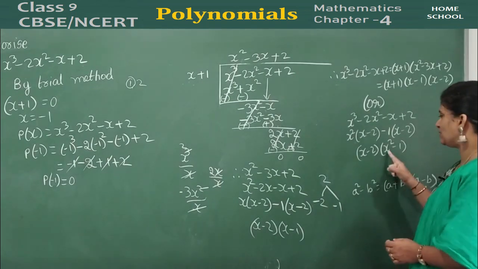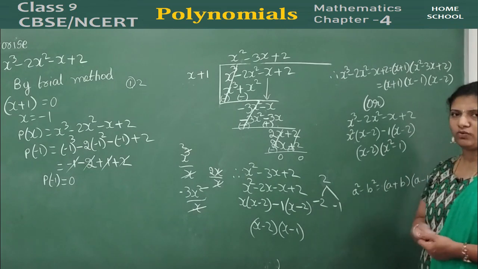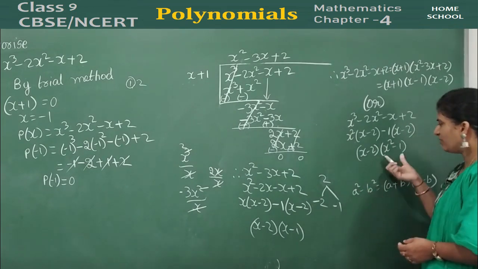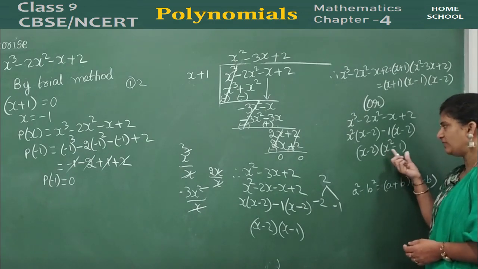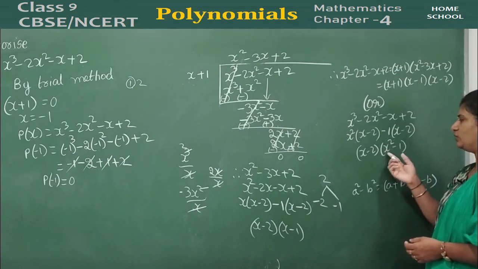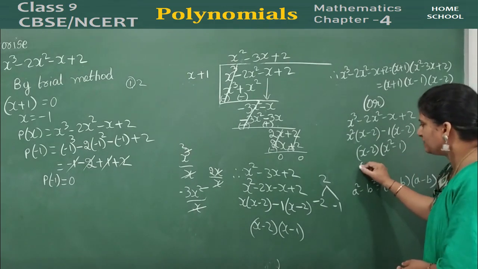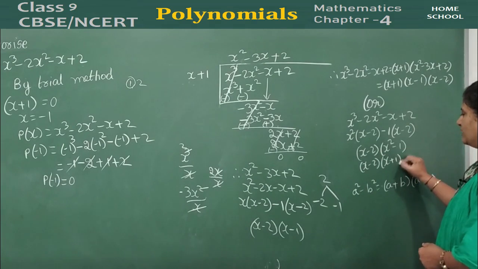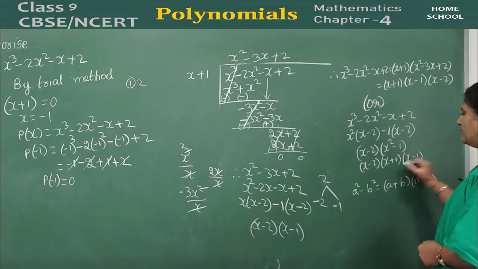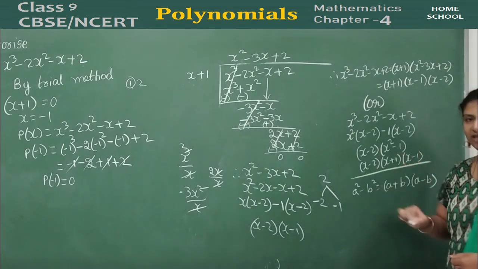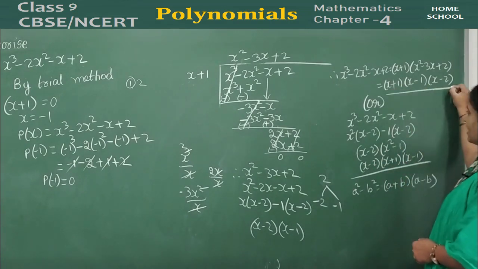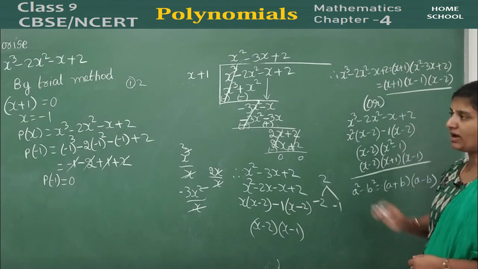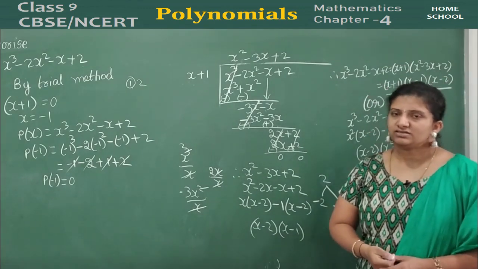You may think a square is there, but where is b square? 1 square is 1, no? So now a square minus b square form is there. Split this one: a plus b into a minus b. Let us split it out: x minus 2 into x plus 1 into x minus 1. This is your final answer. Look here, same answer we got in this method and in this method also. Right? Is this clear, children?